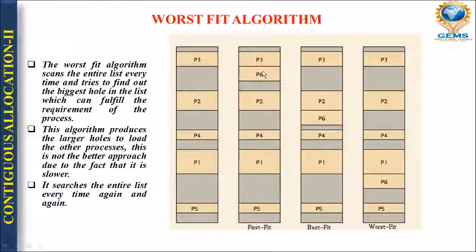It will take the first hole which will be equal to or larger than the process. And in the best fit, what it does, P6 will acquire that space which is very similar to the size of the process, right? And in the worst fit, it will provide the maximum larger hole for P6. So this is the very disadvantage regarding your worst fit algorithm.